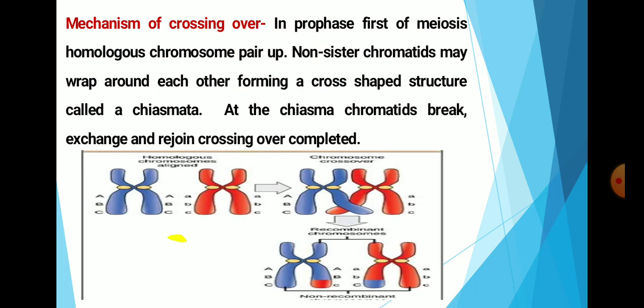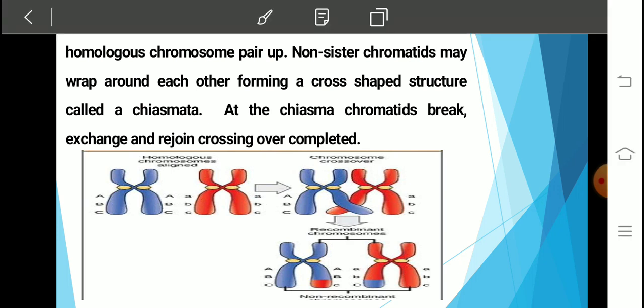In this diagram, we can see that these are two homologous chromosomes, and here non-sister chromatids may wrap around each other and new combinations are formed.